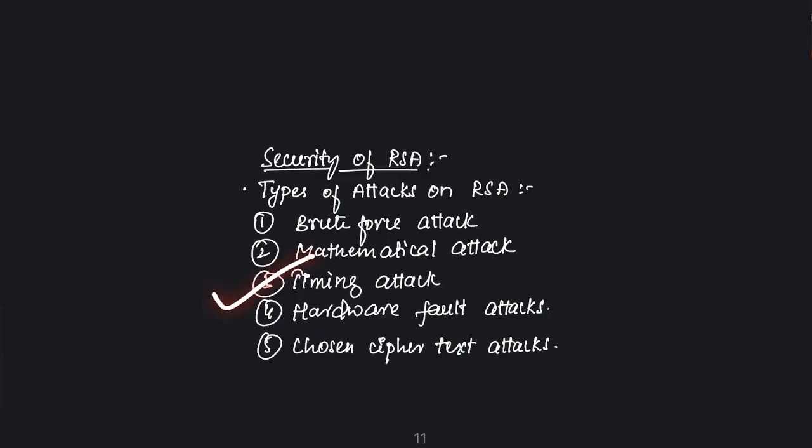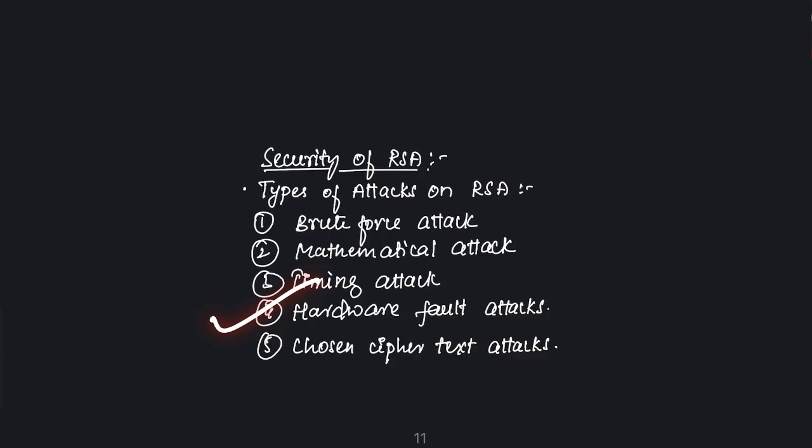Then we have timing attacks. These exploit the variations in the time taken to perform cryptographic operations. If an attacker can measure how long it takes to decrypt different ciphertexts, then he can get some bits of the private key. The countermeasures are to ensure constant time operation for any modular exponentiation operations we perform, introduce random delays to confuse the timing analysis, and use blinding techniques to obscure and hide the actual ciphertext being processed.